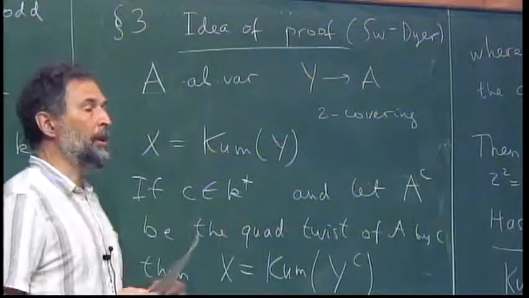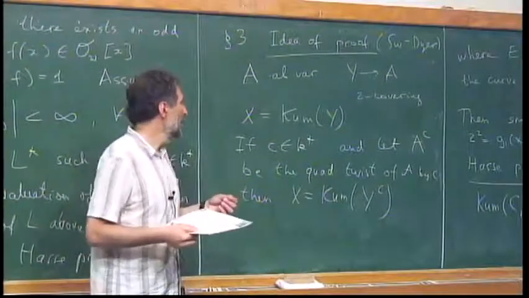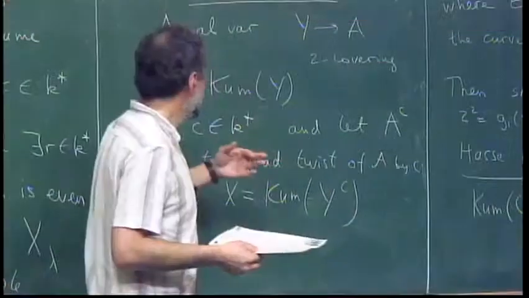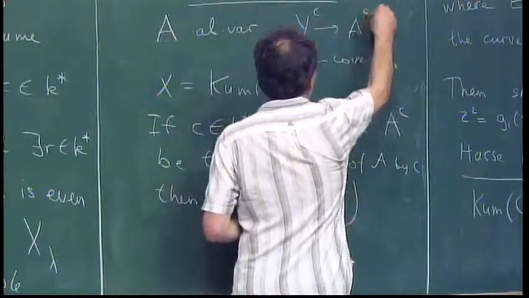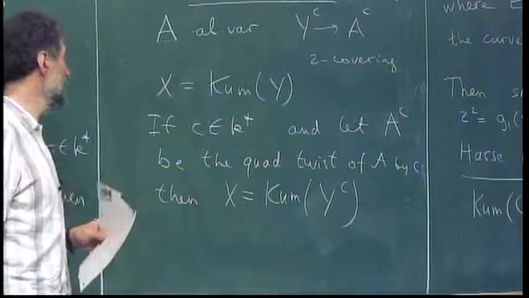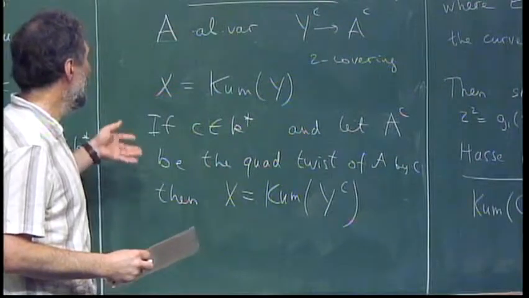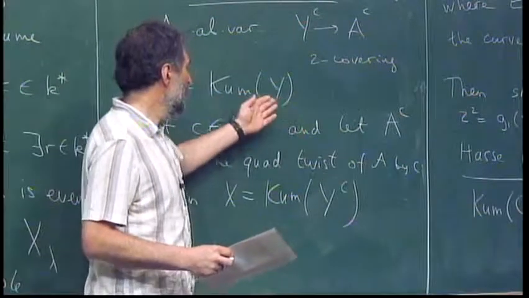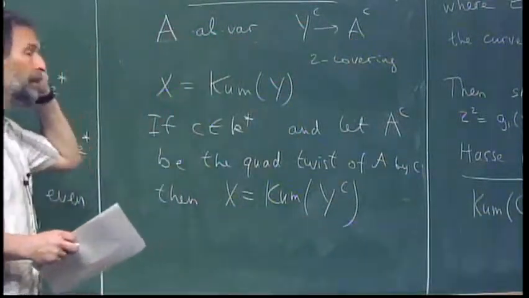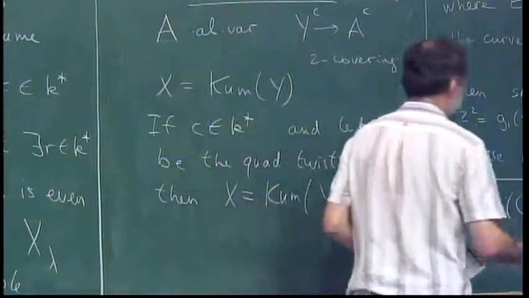Now, because the translations by points of order 2 and multiplication by -1 commute, what I'm saying makes sense. So I can simultaneously twist Y and A by the same element C, and everything will work just as it worked before. In other words, I'm not able to distinguish between quadratic twists of Y. And a quadratic twist of Y is a 2-covering of the quadratic twist of A. So philosophically, you have to look at all quadratic twists. They're all equal.